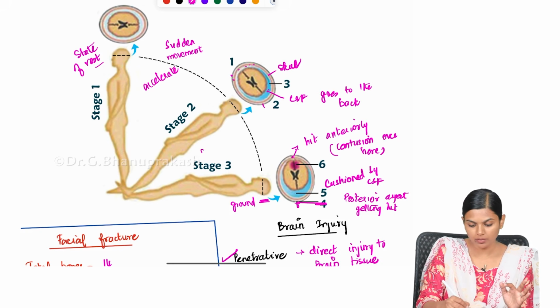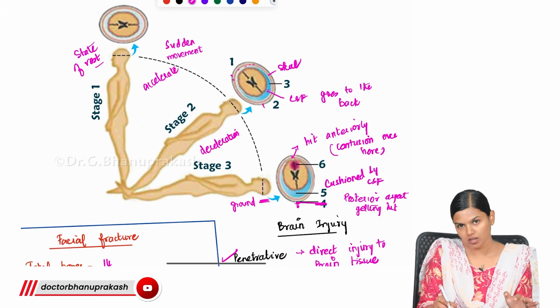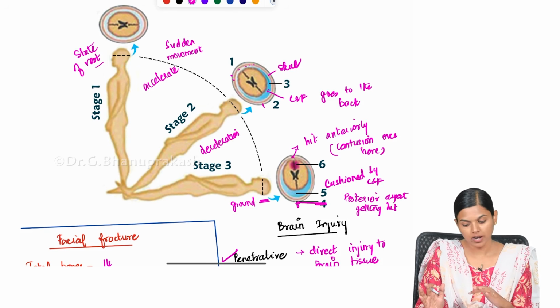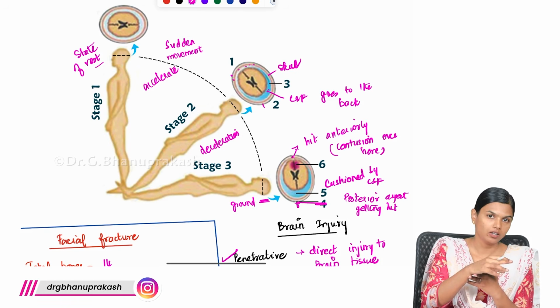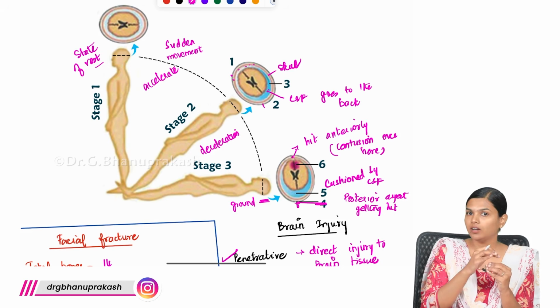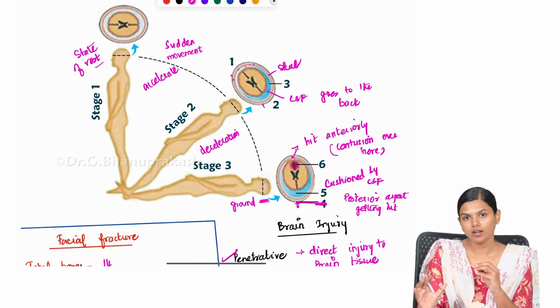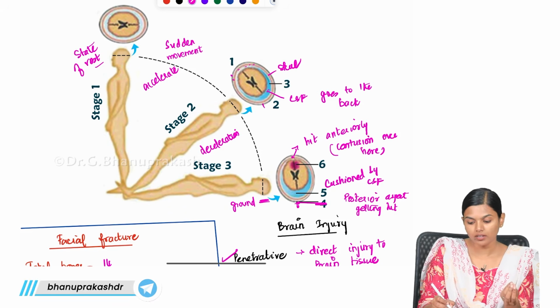When the body hits the ground, there will be sudden deceleration. So it will hit the ground, but because of the CSF cushioning the posterior aspect, the posterior aspect of the brain will not be affected. But this sudden deceleration will push the brain a bit more towards the anterior aspect, and anteriorly there will not be any CSF, right? So because of the absence of CSF and this sudden deceleration, the brain will hit against the skull and you will get contusion over the anterior aspect.